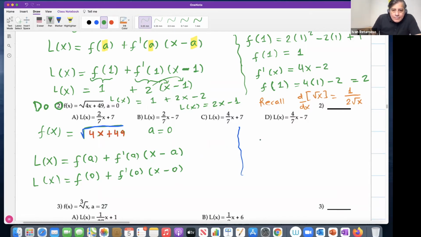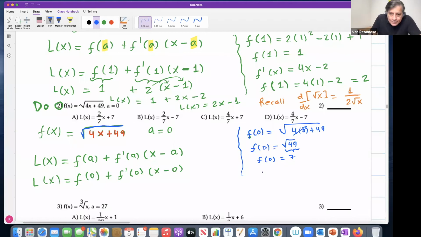All right. But let's figure out what f of 0 is. F of 0, looking at our function, is just the square root of 4 times 0, I'm substituting x with 0, plus 49. So what is this? F of 0 will be, this disappears, 4 times 0 is 0, the square root of 49. But the square root of 49 is exactly 7, right? It's 7. In case you forgot it, get it with a calculator. Don't get stuck, it's just 7.